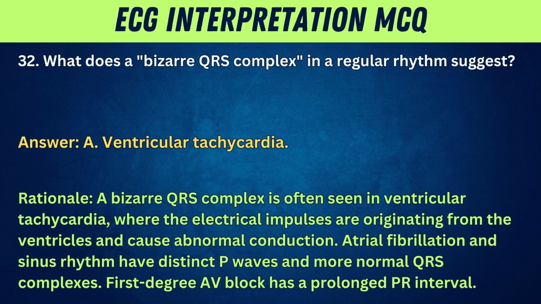A bizarre QRS complex is often seen in ventricular tachycardia, where the electrical impulses are originating from the ventricles and cause abnormal conduction. Atrial fibrillation and sinus rhythm have distinct P waves and more normal QRS complexes. First-degree AV block has a prolonged PR interval.